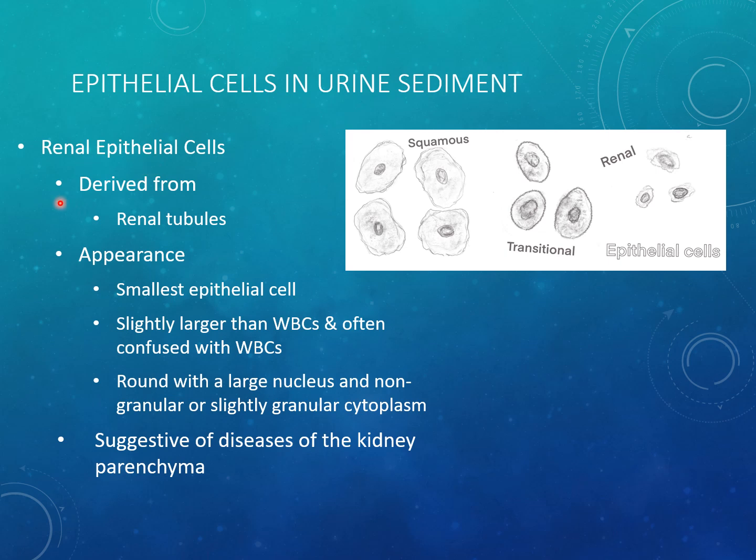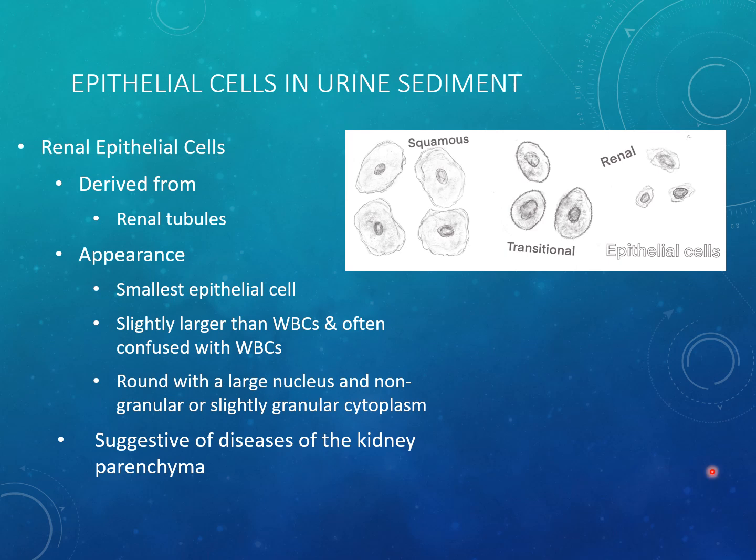Renal epithelial cells are found in the renal tubules. Again, they're slightly larger than white blood cells and sometimes confused with white blood cells. They do look a little bit like a reactive lymphocyte, maybe. They're non-granular or slightly granular, so you probably won't see too many granules in the cytoplasm. Renal epithelial cells are abnormal. So they usually suggest some kind of kidney disease in the parenchyma of the kidney.